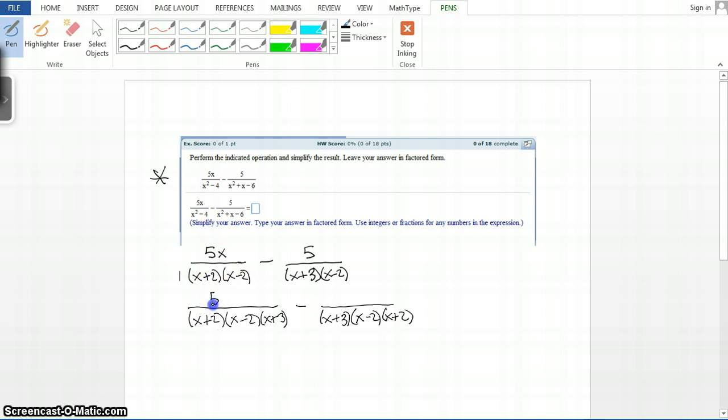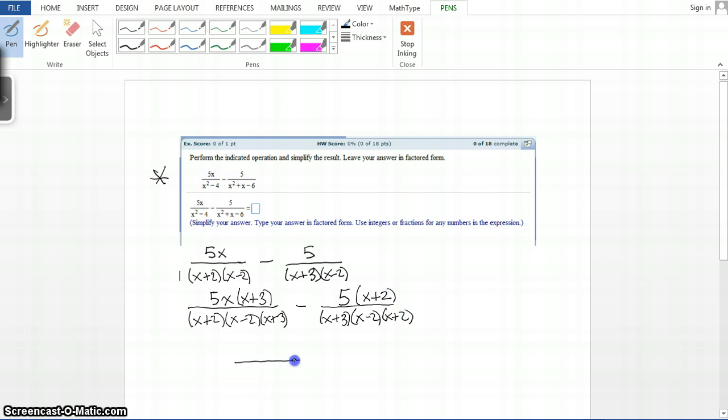We start off with 5x, but look how we changed the denominator. This was x plus 2, x minus 2. Here's the x plus 2, x minus 2, but I've got a new x plus 3 there. So since I multiplied the denominator by x plus 3, I have to multiply the numerator by x plus 3 as well. Same with over here. My 5 was in the numerator. The denominator is x plus 3, x minus 2, and the new part in the denominator is x plus 2, so that is needed in the numerator.